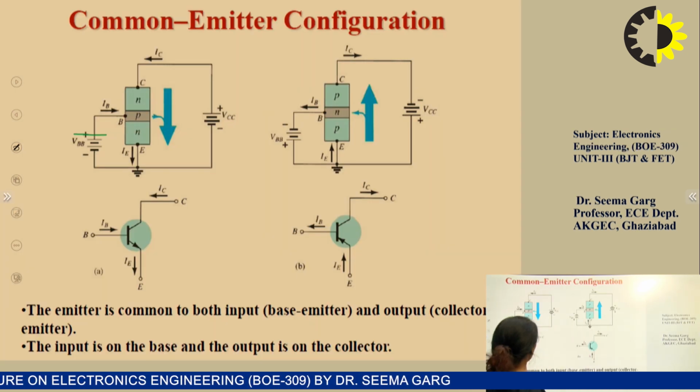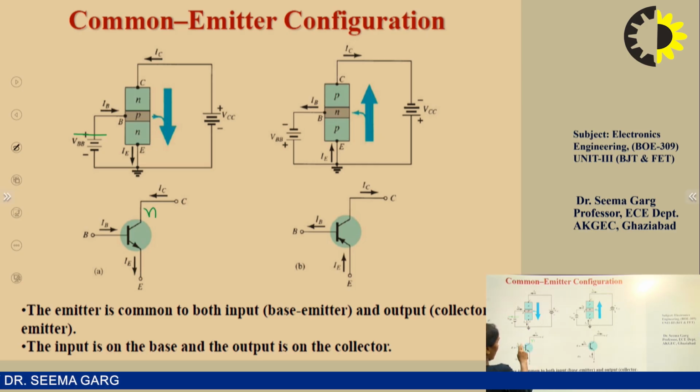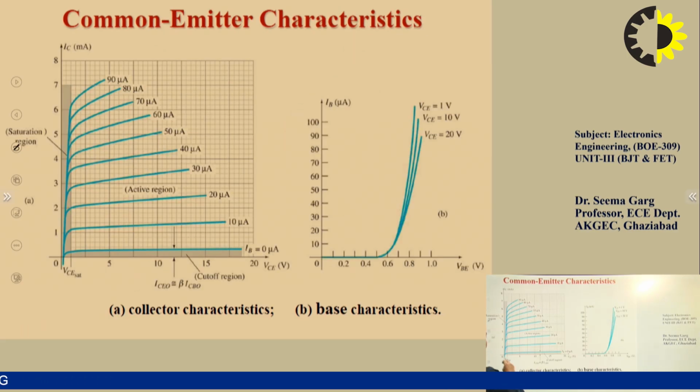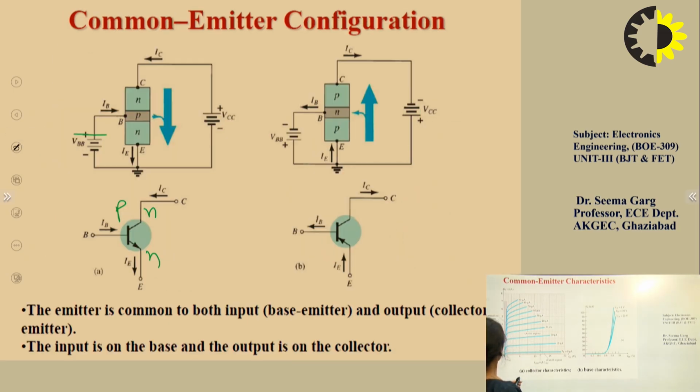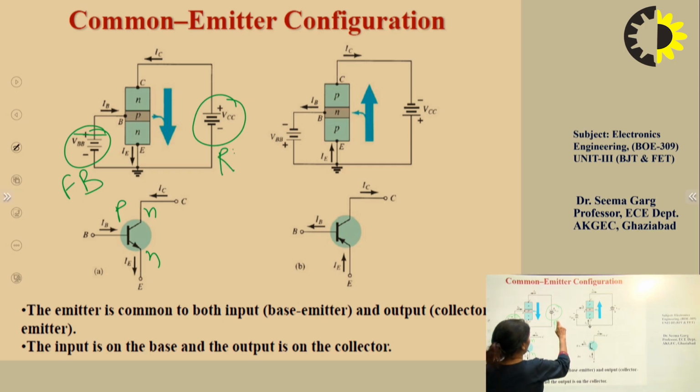So here comes the common emitter configuration. Here we can see that this is the NPN type of transistor. The emitter to base terminal should be forward bias, and because the emitter is N type, we have connected the negative terminal of the battery to the emitter. The collector terminal should be reverse bias, so the N type collector terminal should be connected to the positive terminal of the battery. So this is your reverse bias.